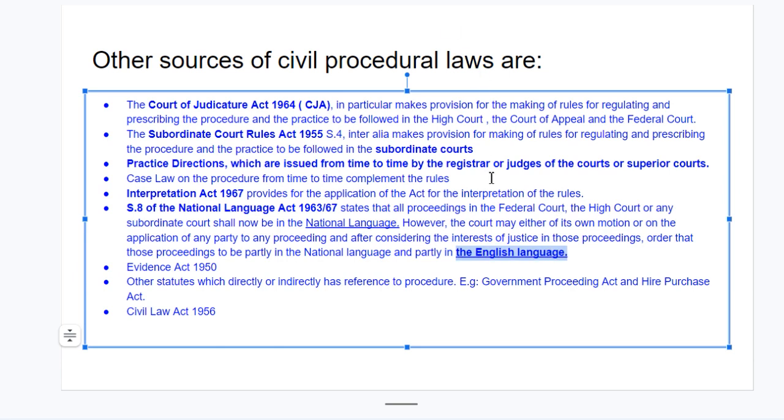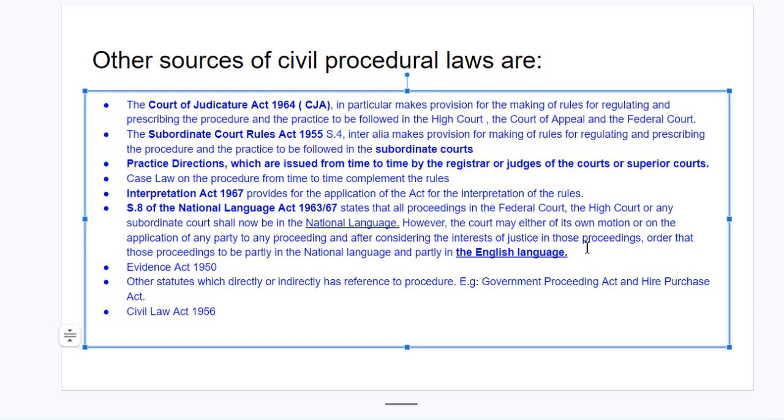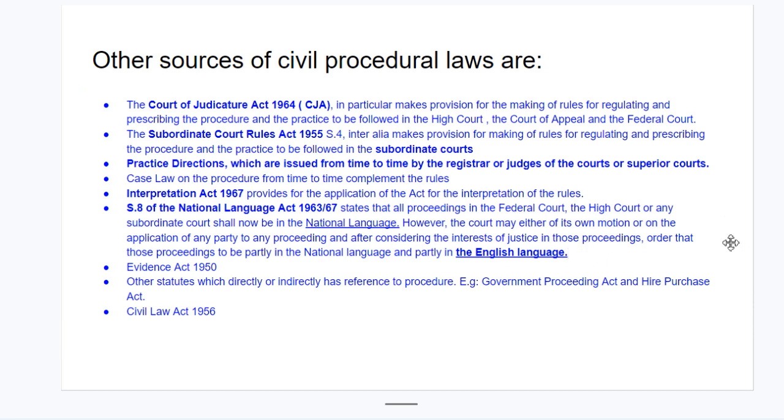If the situation and circumstances mean that some of them are not good in Malay proficiency, then they can request for the English language. Otherwise, if you're a foreigner, you understand English, you do not understand Malay, then you can request for translation.